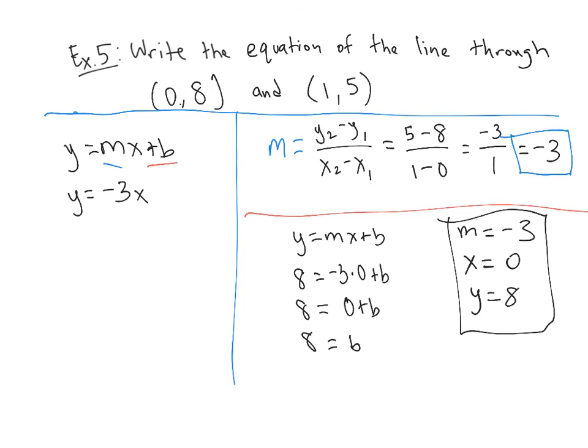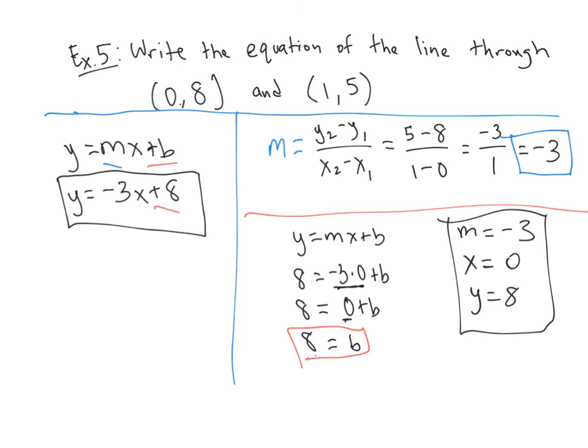So again, I had a 0, so that made it a little easier. If I plug in the values, I get 8 equals -3 times 0 plus b. Of course, this part, -3 times 0, is just 0. And so it'd be 0 plus b to make 8. So my b value here is 8. Just finishing off the problem, I can go ahead and plug that in for my b. And my equation of the line is y equals -3x plus 8.